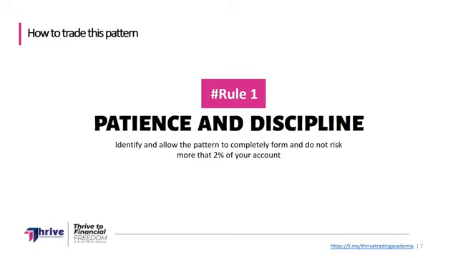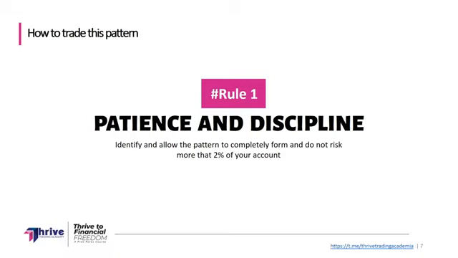You have to understand that they have to entice you, make you want to put your money on the line, and once you come and you are not patient or disciplined, they take the money from you. That's why rule number one is patience and discipline. Identify and allow the patterns to completely form and never risk more than 2% of your account per trade.